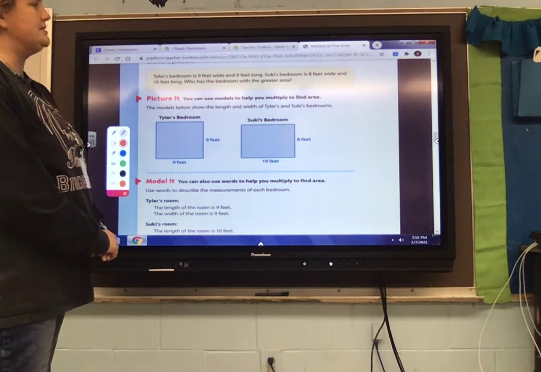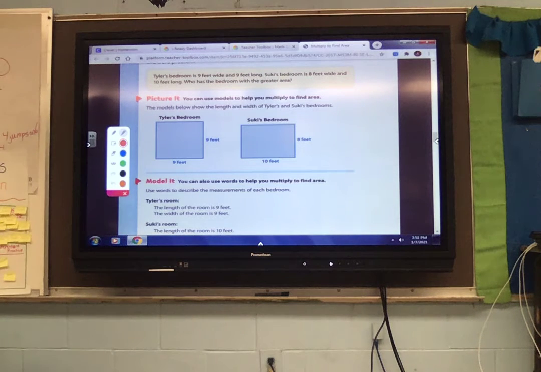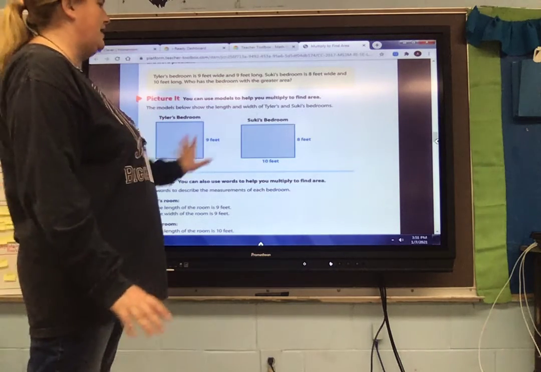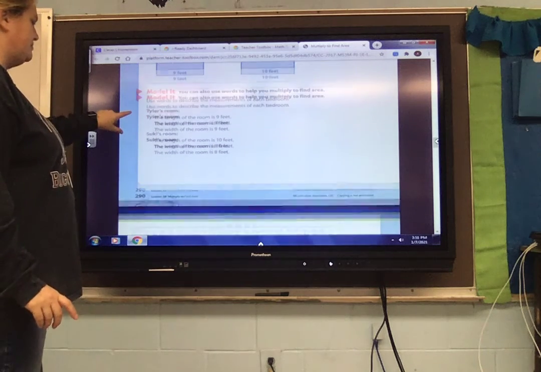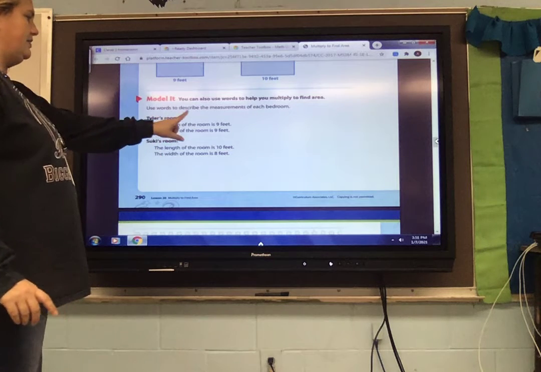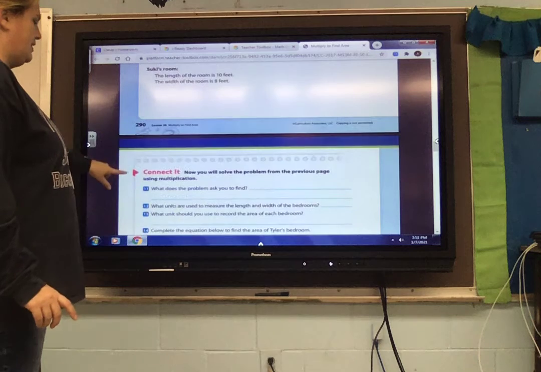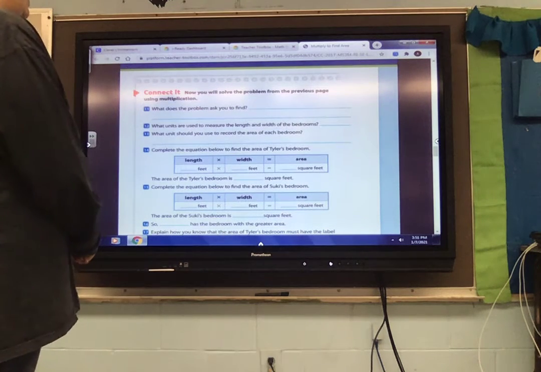Suki's bedroom is 8 feet wide and 10 feet long. Who has the bedroom with the greater area? So we're going to need to find the area of both of our bedrooms. And they tell you again, length and width, length and width. So now we're going to actually start working our problem to find the larger area.